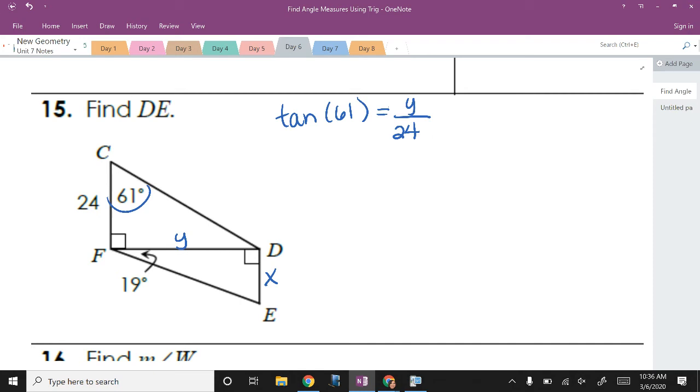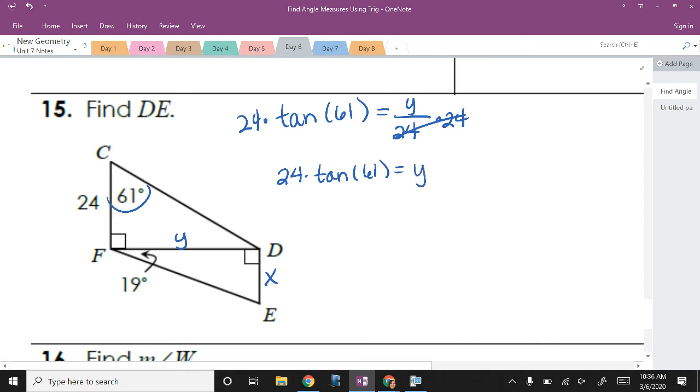Okay, so how do I solve for y? First, I gotta get y by itself. How do I do it? Multiply both sides by 24. And those cancel. So 24 times tangent of 61 equals y. And then we can use our calculator.